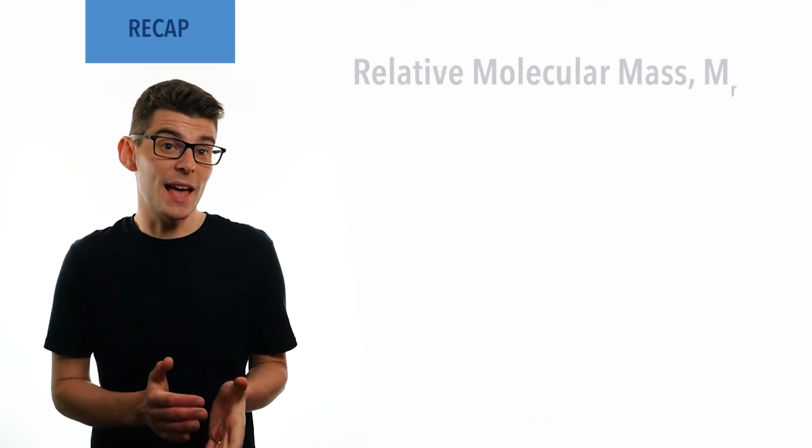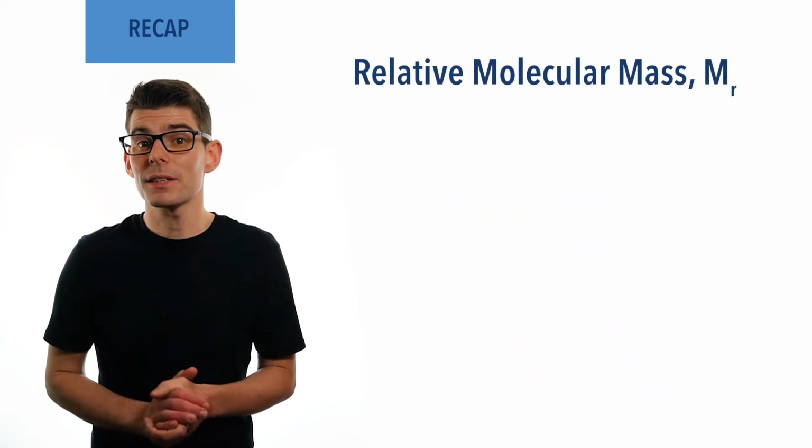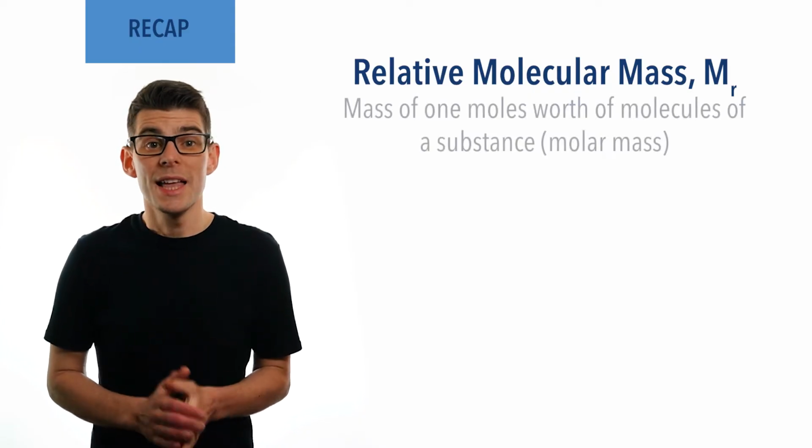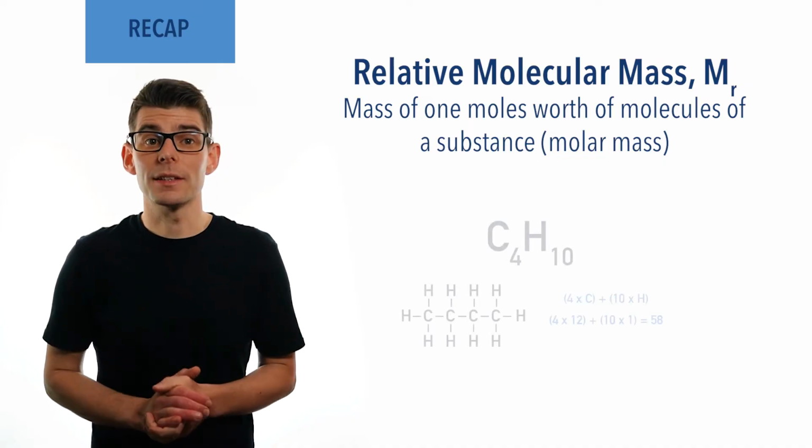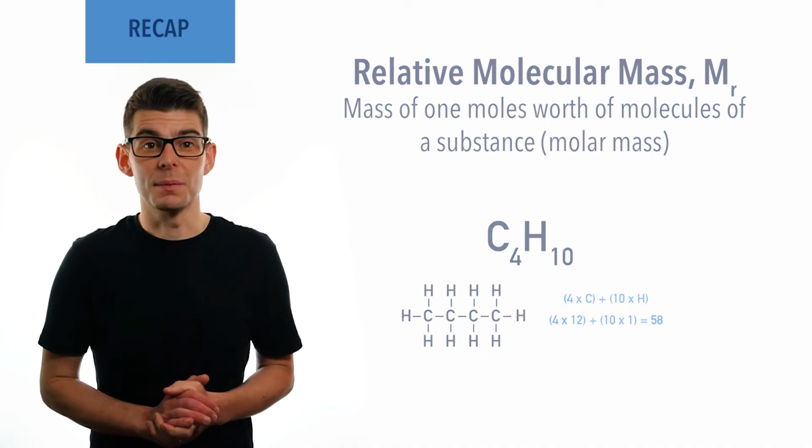Relative molecular mass, Mr, represents the mass of 1 mole of a compound. It is calculated by summing the relative atomic masses of all the atoms in a single molecule of the substance.